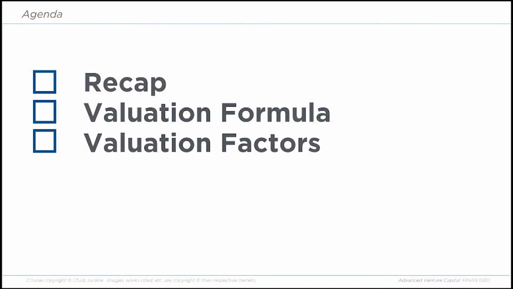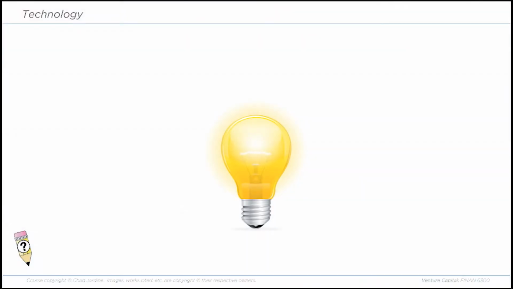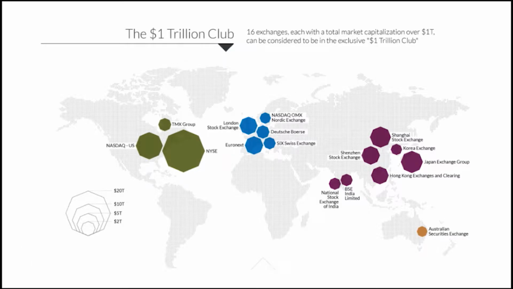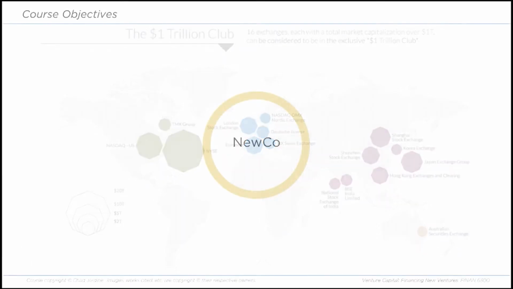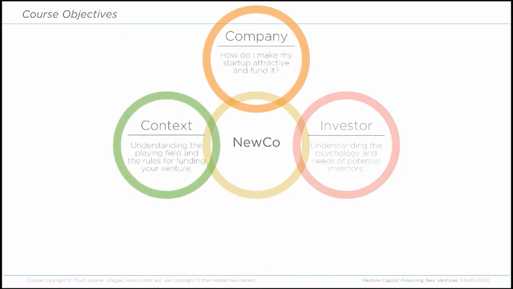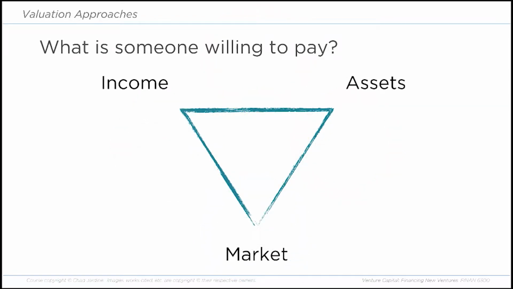To start this video, let's recap what we learned in the last video. We learned that business is not a dirty word. We learned that technology is about an idea for making things better and an execution of that idea. We spoke about how public markets are the most advanced technology for funding companies, and how the context of this course is understanding the company, the context, the investor, and the deal. We talked about three main types of asset valuation: income, asset, and market approach. And we talked about how most startup valuation techniques are rooted in the market-based approach.